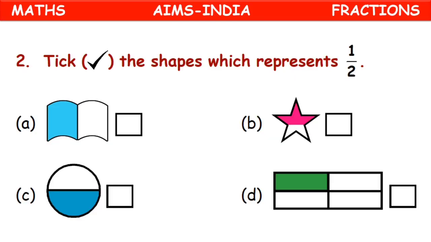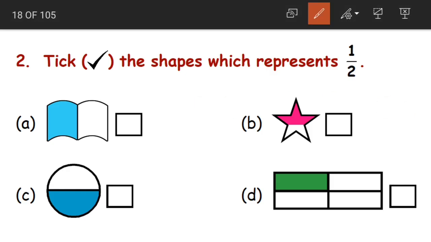Okay children. Next, tick the shapes which represent 1 by 2. So what should we do? 1 by 2 means what? The shape must be divided into 2 equal parts and one part should be shaded. See, we have 2 equal parts and one is shaded. So this is 1 by 2. Again, if you look at option B, are the parts equal? No. It should be like this if it was equal. Now here one triangle is missing. So B is not our 1 by 2.